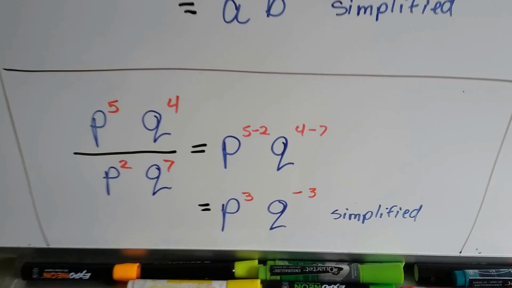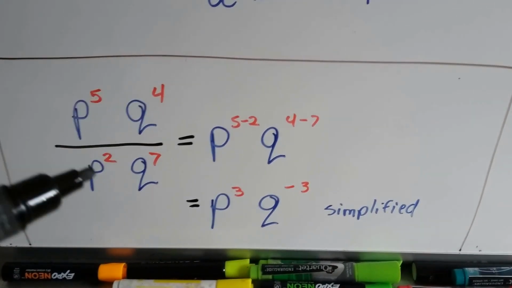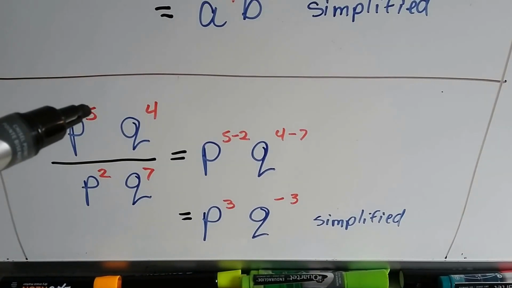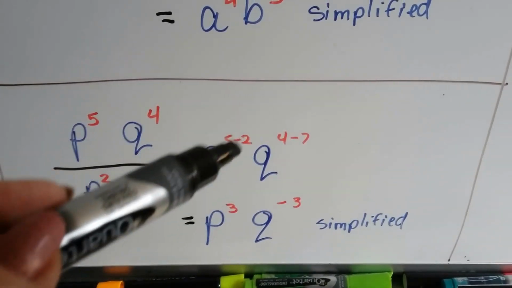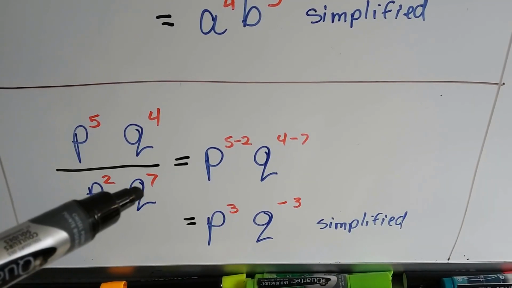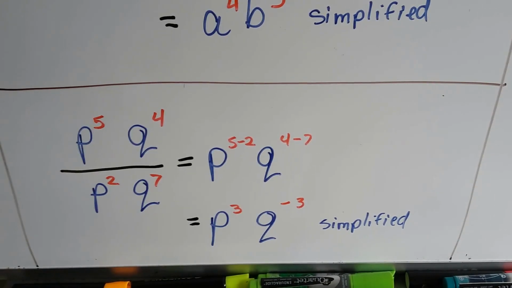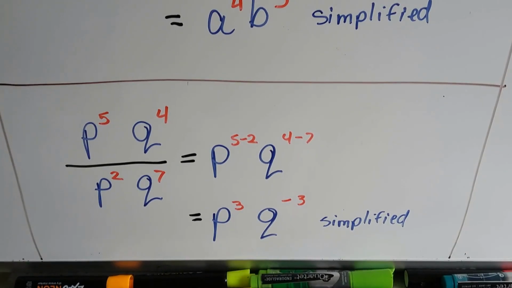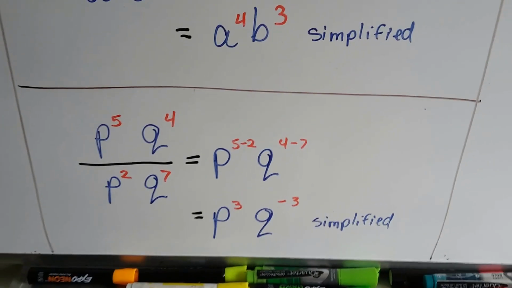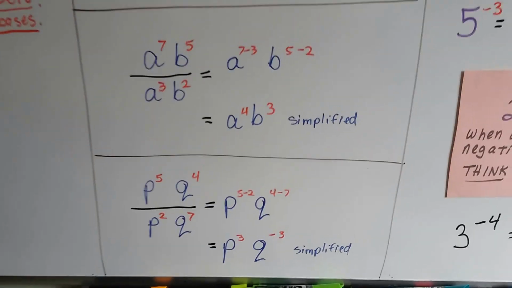And check out this one. This one's really different. We've got p to the 5th, q to the 4th, over p to the 2nd, q to the 7th. When we do the 5 take away 2, we get p to the 3rd power. But when we have q to the 4th power and we want to take away q to the 7th, that's really big. So that's going to push us into the negatives, and it's going to be negative 3. And it's okay. We can have exponents that are negative 3. We're going to talk about that in the very next video, 5.1c. So you're going to want to see that one, all right?